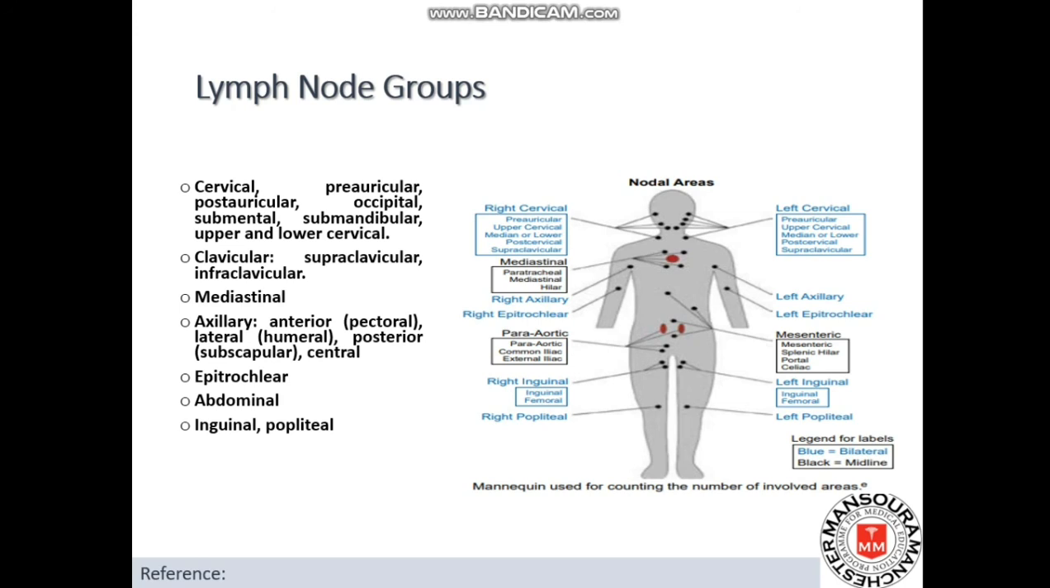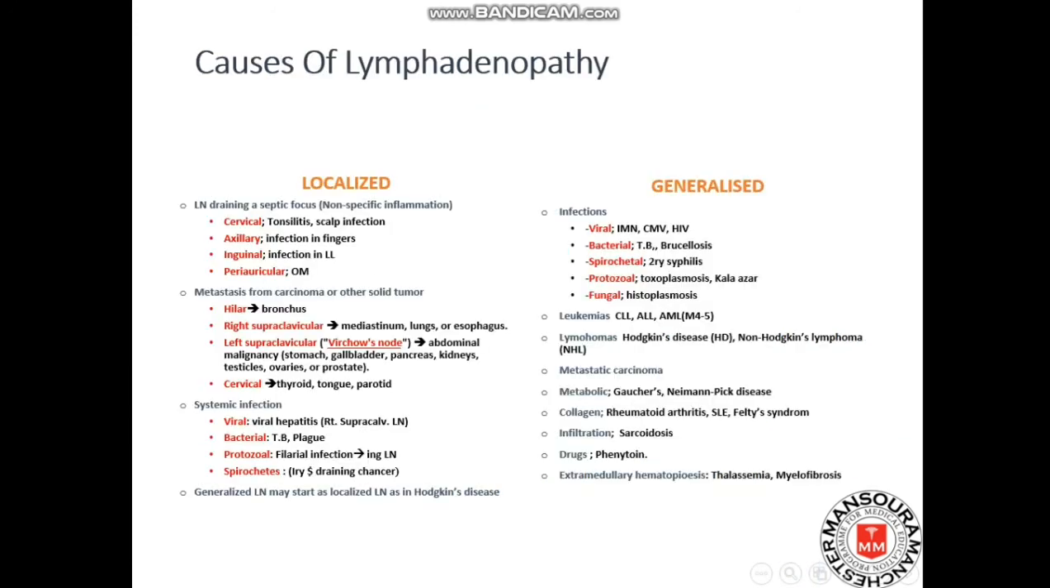Inguinal group and popliteal group. Abdominal group in the form of para-aortic and common iliac and external iliac group. Right inguinal group, it is inguinal and femoral group, and right popliteal group and left popliteal group. The cause of lymphadenopathy is an essential component in hematology. You must know this slide perfectly.